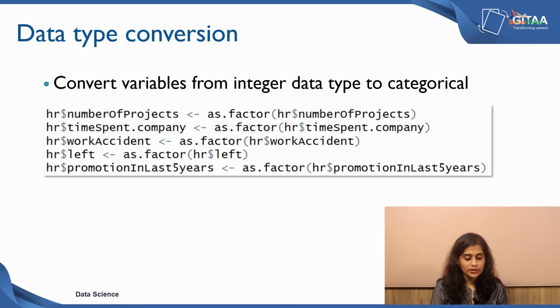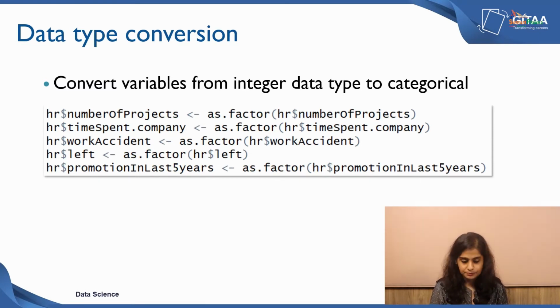Similarly, we are going to do the same step for the variables time spent company, work accident, left and promotion in last 5 years. You can see that all these 5 variables have been converted to categorical variables using the function as.factor. Now if you would like to check whether these have been converted into the desired data type, you can run the function str again and give this data frame, and you will see an updated data type for all these variables.